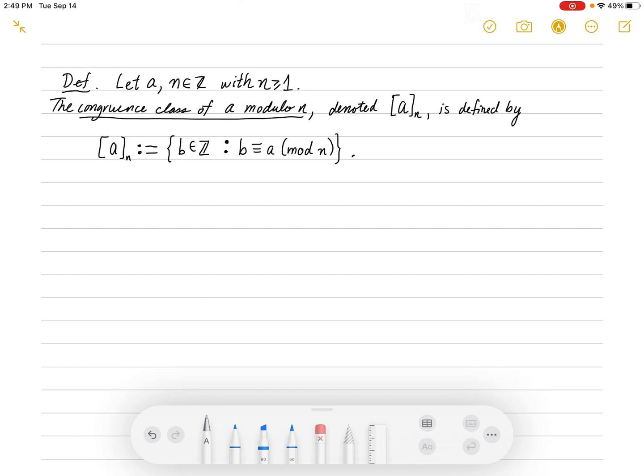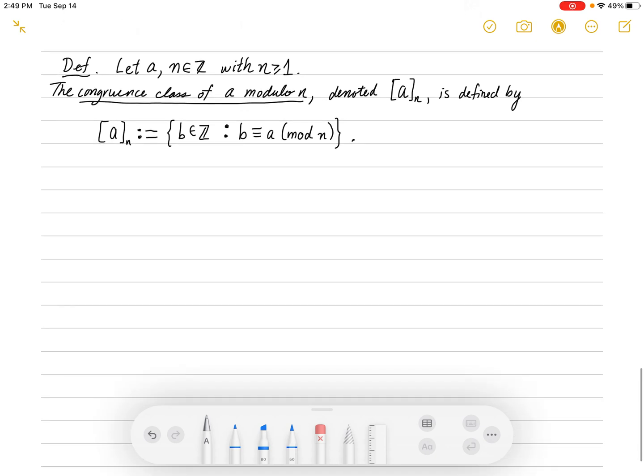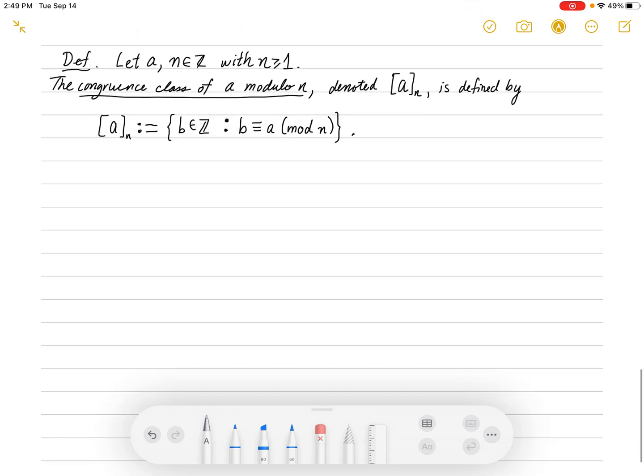So a congruence class mod n is defined by the following. It's the set of all integers b such that b is congruent to a mod n. So basically, the congruence class of a mod n is the set of all those integers that are congruent to a mod n. Everything that's congruent to a mod n is in the congruence class of a mod n. So that's our definition.